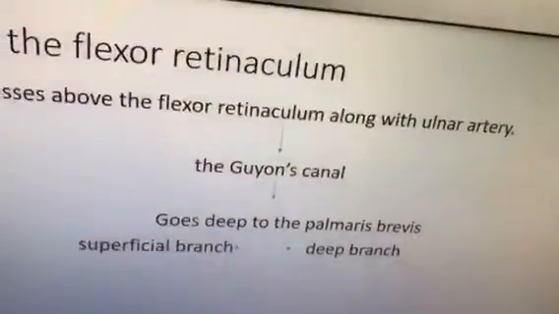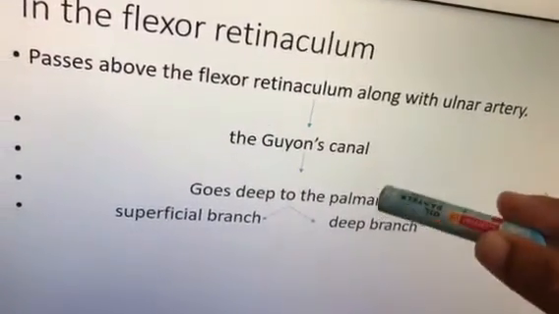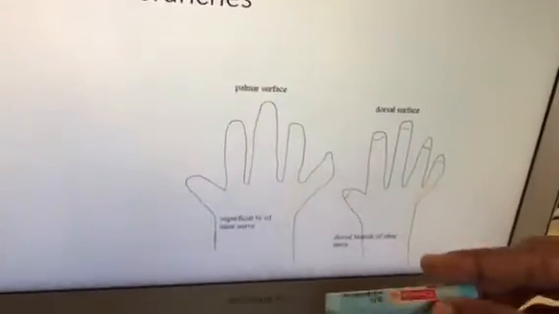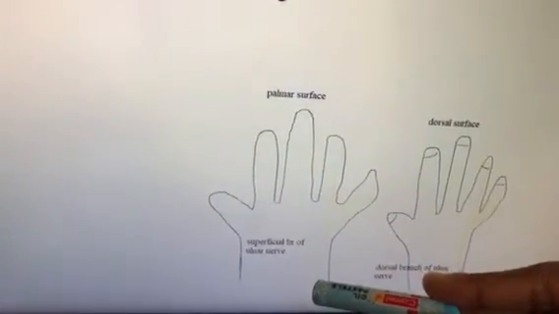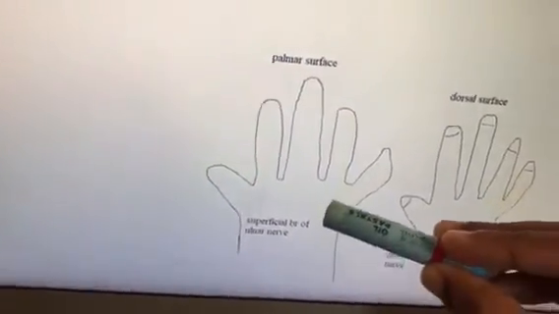And then what happens after that? It passes above the flexor retinaculum along with the ulnar artery, Guyon's canal, that all we have seen. Superficial and deep branches I have told you. Now what are the cutaneous branches? It goes to the palm. This is the palmar aspect, right? Palmar aspect, it divides into two branches.